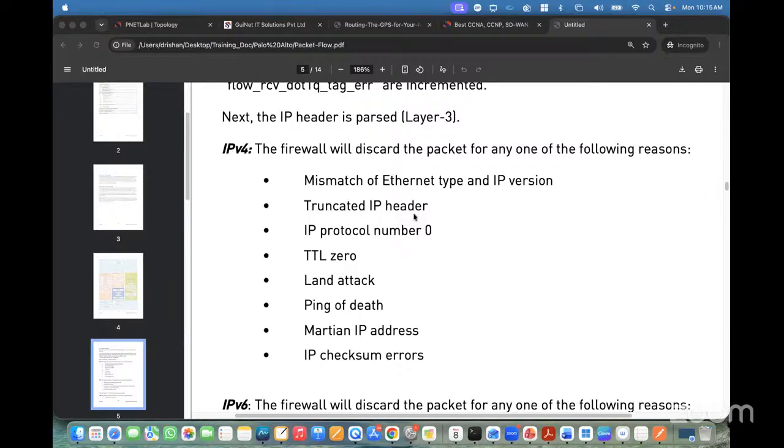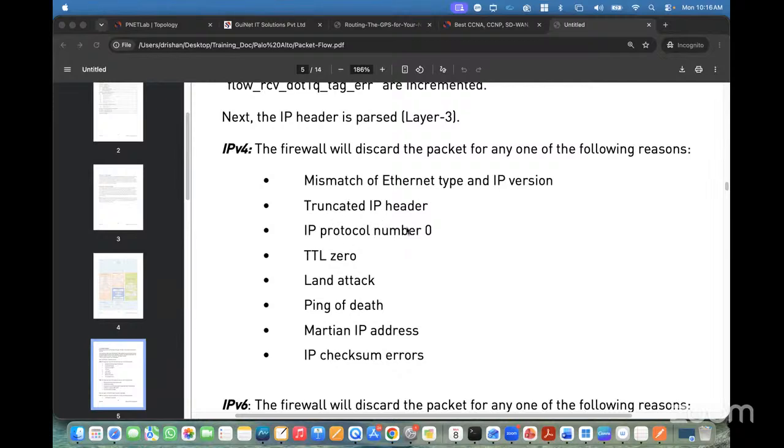Any truncated IP address. Truncated IP address means, let's suppose your IP should have 32 bits, but you're sending only a 28-bit packet of the IP address. So that's not a valid IP address. In an invalid IP address, the information is not correct, so that is also going to be discarded.